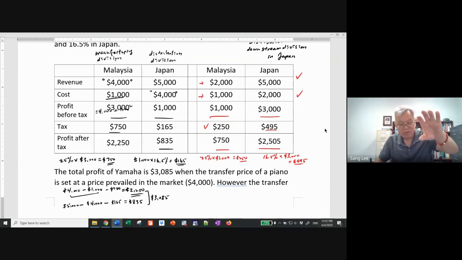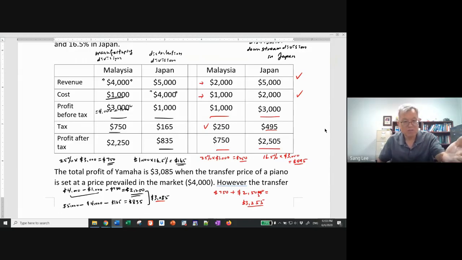So when the manufacturing division intentionally sets its transfer price very low, what is the total profit, the combined profit of the two divisions for Yamaha? That is $750 plus $2,505. So that is $3,255. So now compare here.